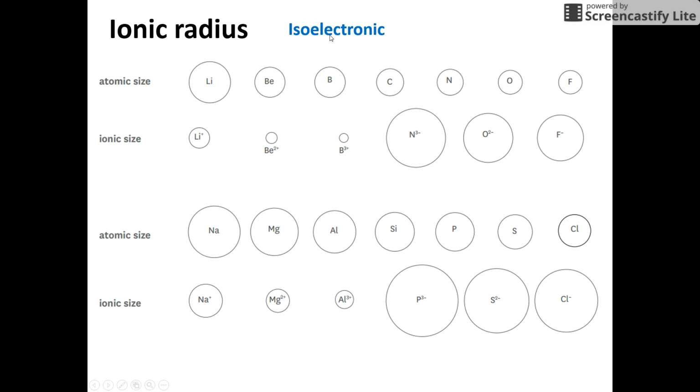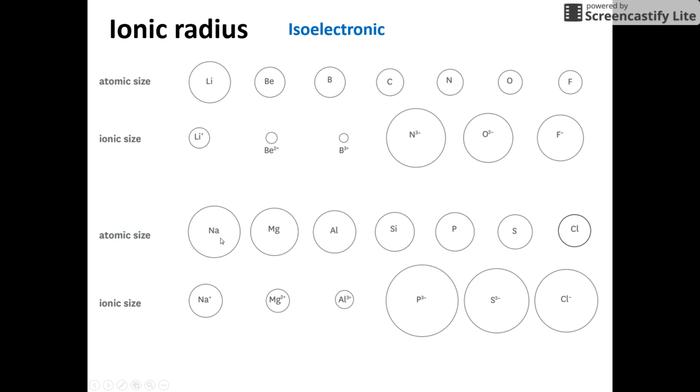This means iso, the same, electrons for electronic. So if we look at the nitride, oxide, and fluoride ion, and the sodium, magnesium, and aluminium ions, we can see these are isoelectronic because they all have 10 electrons. Nitrogen normally has 7 electrons, but because it's gained 3 electrons to form the nitride ion, nitride has 10 electrons. Oxygen has 8 electrons, but because it's gained 2 to form the oxide ion, oxide has 10 electrons. The same thing for fluoride. Fluorine gained an electron to form fluoride, so fluoride has 10 electrons.